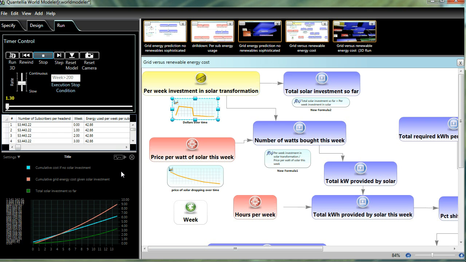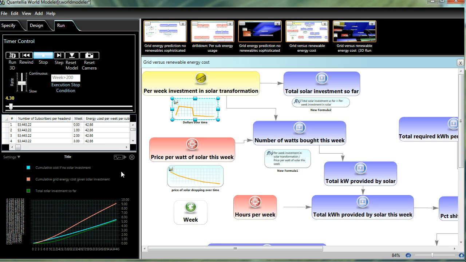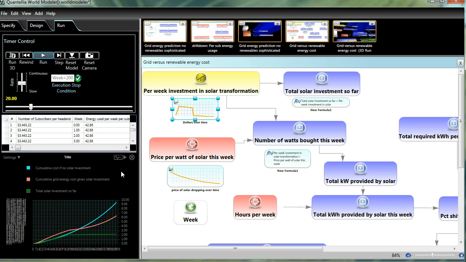Again, the green curve is a cumulative of that one. And we do see a little bit different shape. We're still in the red for a while, right? Where the cumulative grid energy cost given the solar investment is higher. But once again, we really do start to diverge. And in this case, we're actually diverging further. So I hope this is helpful.